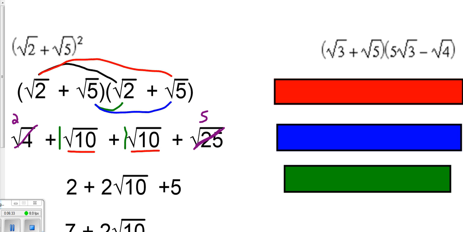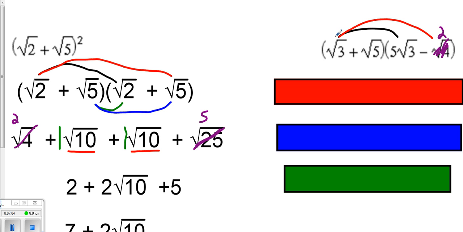Looking at our next example, we have another instance of FOILing. So we do square root of 3 times 5 square roots of 3, square root of 3 times minus square root of 4. And actually, before we even do that, we're going to simplify this. Square root of 4 we know is just 2. That'll make things a little bit easier as we're trying to FOIL things out. We'll change it to the number 2.